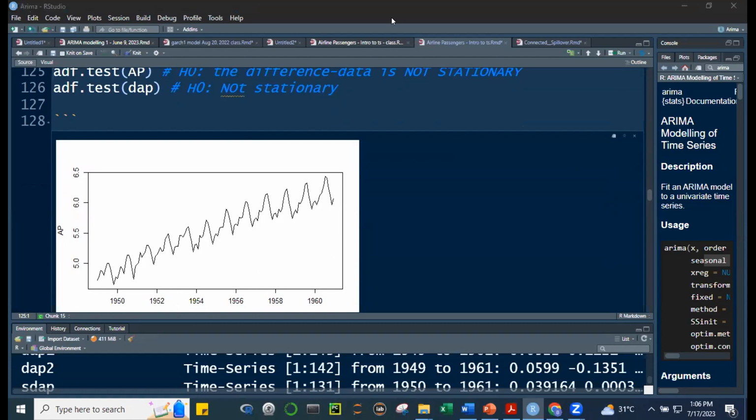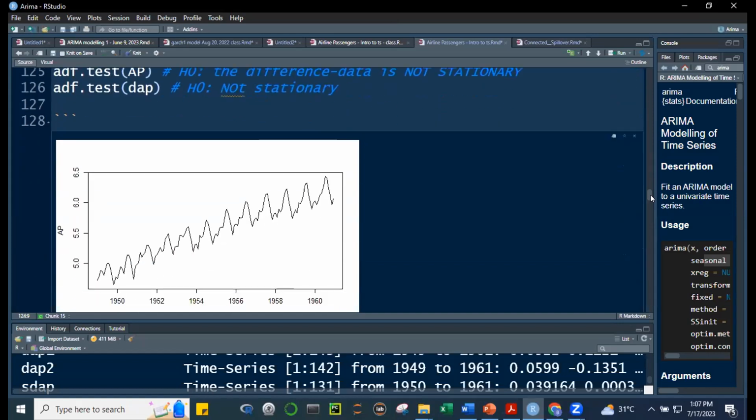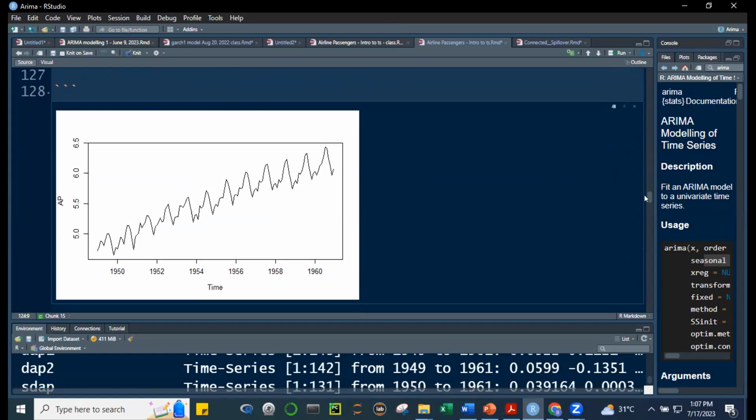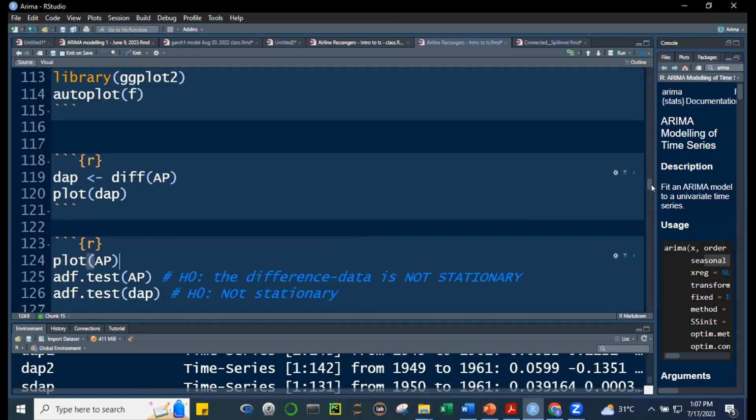Okay, so we said that in order to use ARIMA, kailangan yung time series natin should be stationary. So we have to do transformation here dito sa AP natin na airline passengers na data. Okay? And one way in order to detrend this, tanggalin yung trend, we can do differencing, di ba? If you recall, I'm creating this object DAP, difference AP. Ang default nito ay lag is equal to 1. Okay, that's the default. Pag hindi natin linagay lag is equal to 1, yun ang default lag is equal to 1.